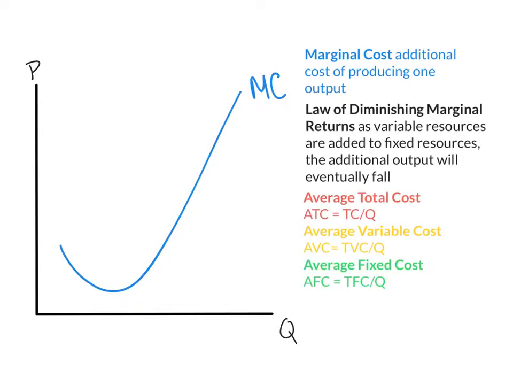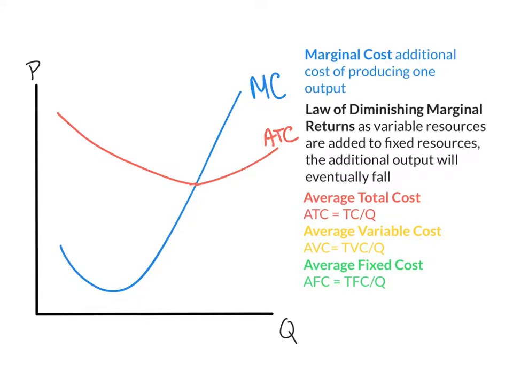Okay, so for the average cost, they're basically just going to be whatever cost you have divided by quantity. So average total cost is going to be the total cost divided by the quantity, and same with the variable cost and fixed cost, except you replace total cost with variable or fixed.